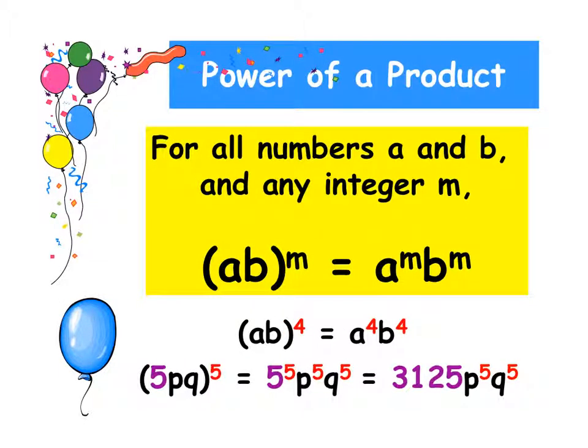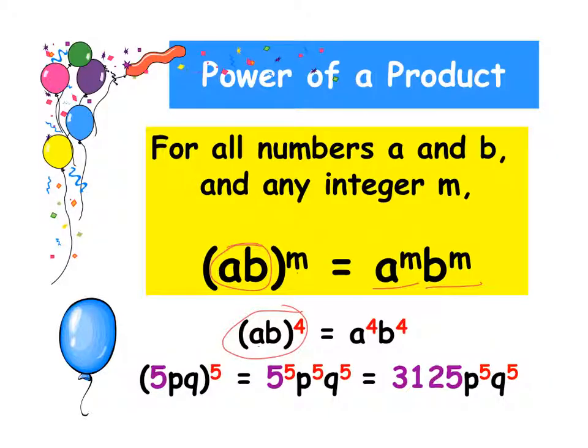And also, this is the power of a product rule. So if I have a quantity a to the b and I'm raising it to the m power, all I do is distribute that exponent to everything inside. I'm going to raise a to the m power and b to the m power. So here's my examples here.